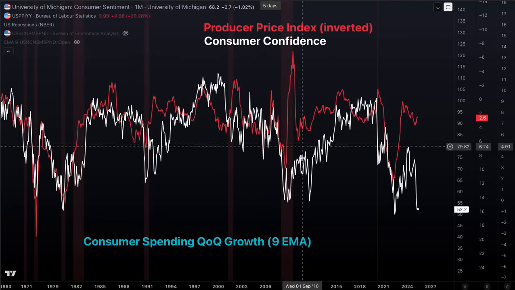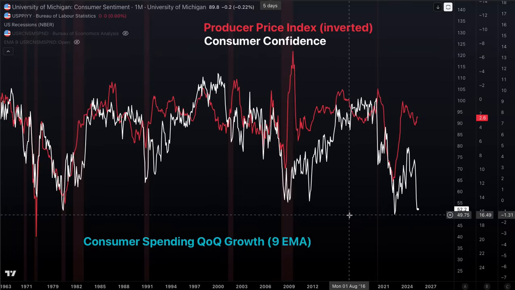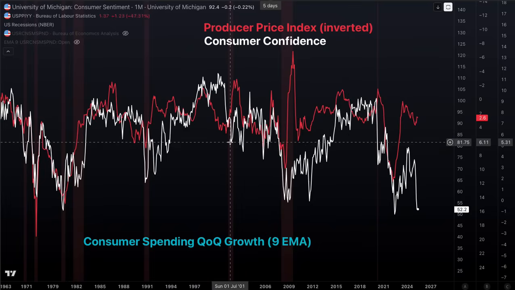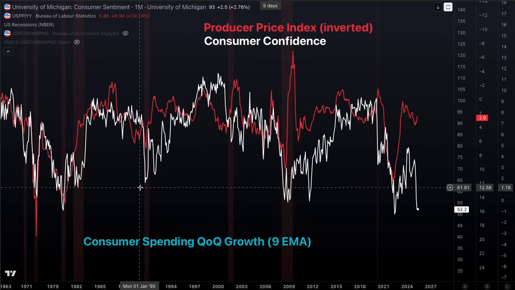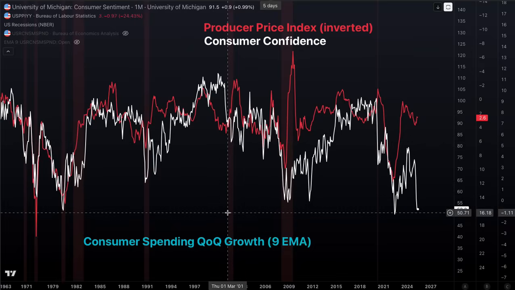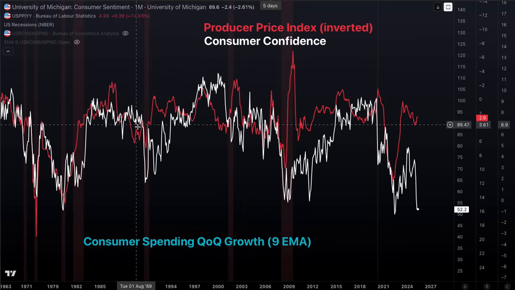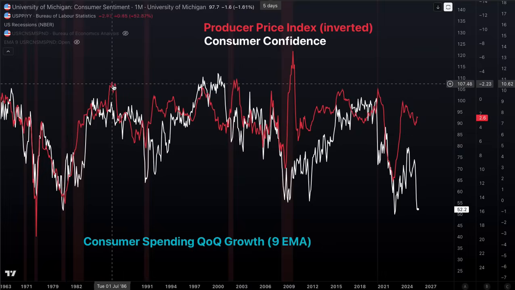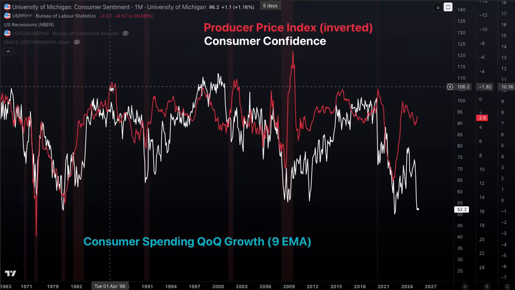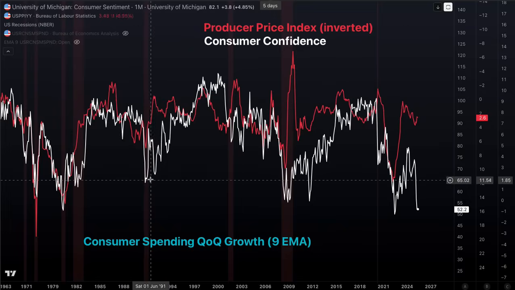Or as this red line goes up, it means that prices might still be rising, but the rate of change is slowing down, right? So while maybe last year prices were rising 5%, this year they're rising 2%. And that is highly correlated, as we can see, to consumer confidence. And this hopefully makes intuitive sense: people hate inflation, and their confidence will be lower in periods of time where inflation is accelerating, right? As we can see here, inflation accelerated, producer price index increased, right? Because it's inverted, and consumer confidence fell. And sure enough, they bottomed at the same time.